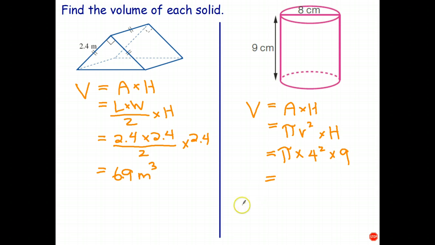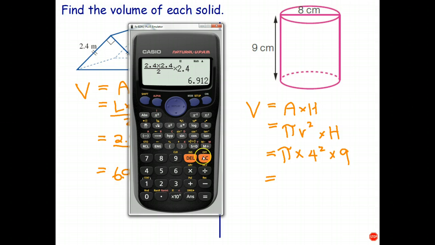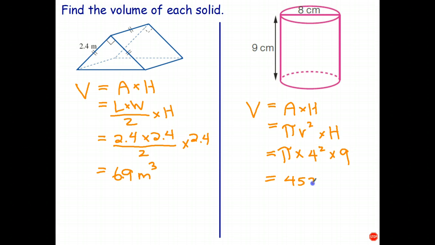And once again, we'll go ahead and solve that using our calculator. So clear what we have. Rather than using 3.14 for pi, just use your pi button, times 4 squared times 9. Double check. Yep, that looks good. And get the answer. And we get, again, I'll round it off. In this case, I'll round it off to the nearest whole number. So 452. And units are centimeters, so that's going to be centimeters cubed.